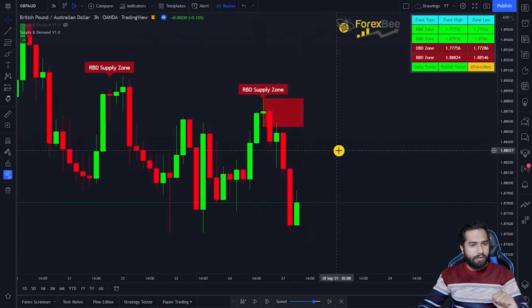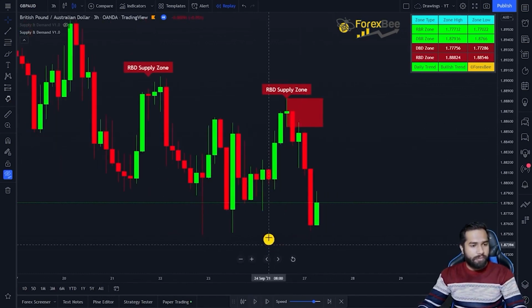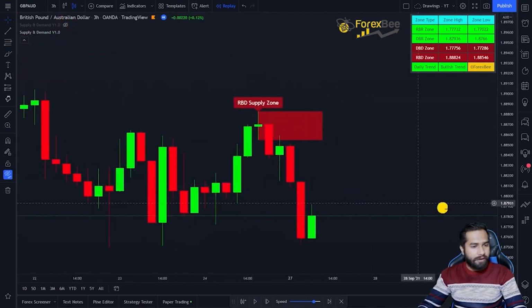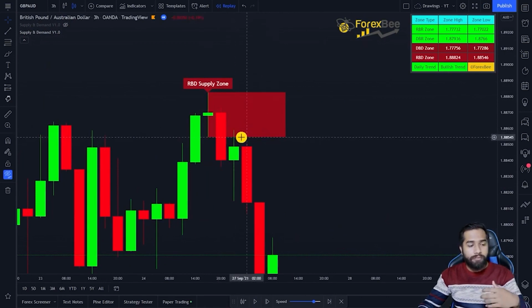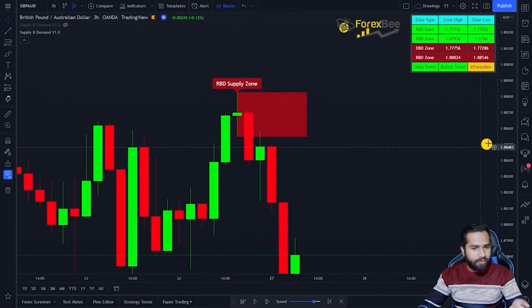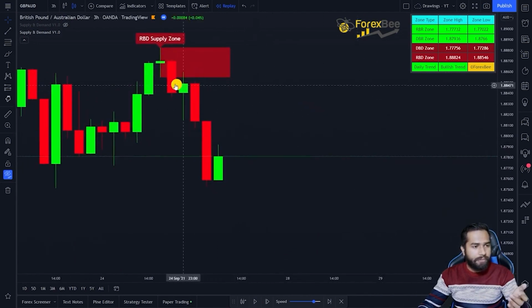Now let's forward play the market, and here you can see that at this zone the market came to this level in order to pick the pending orders on the very next candle, and after picking those orders, the market gave a very big bearish move.